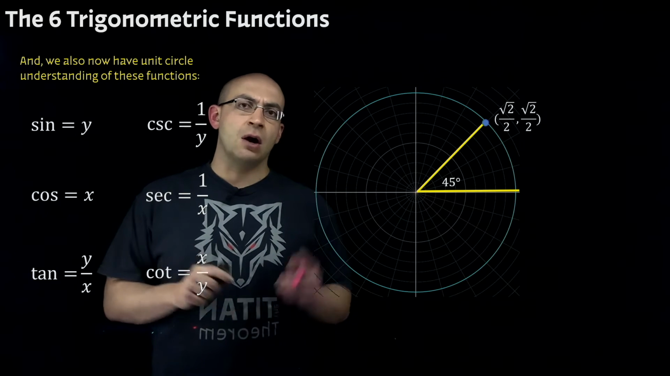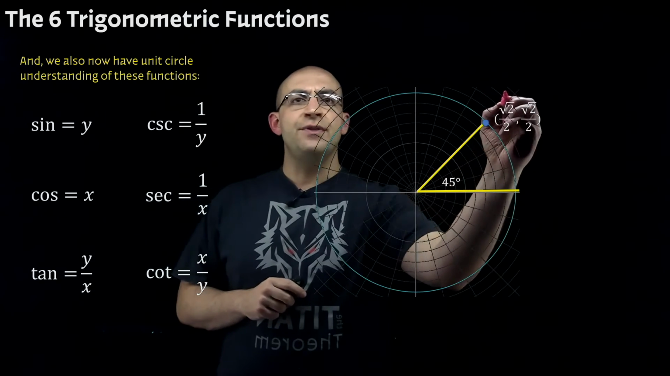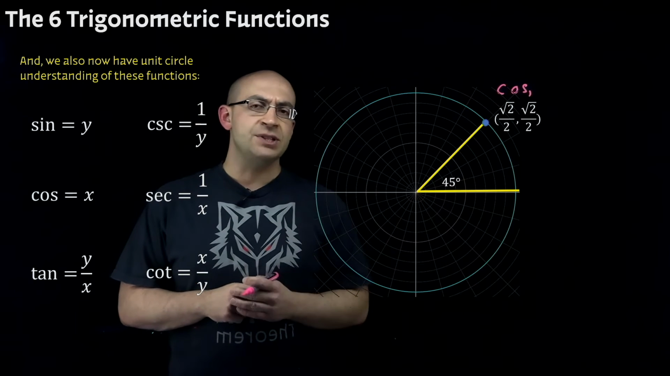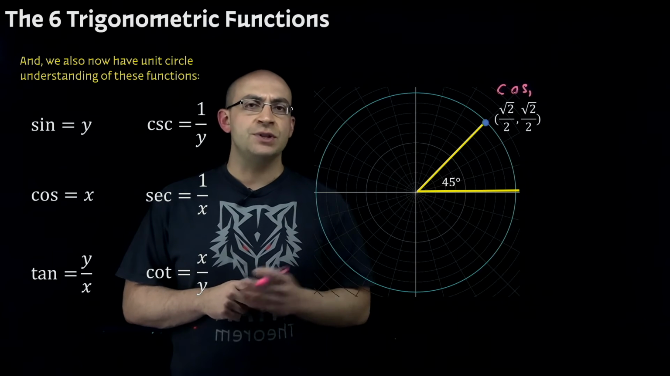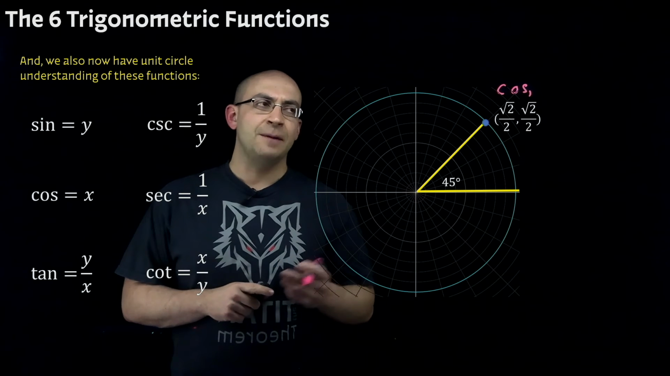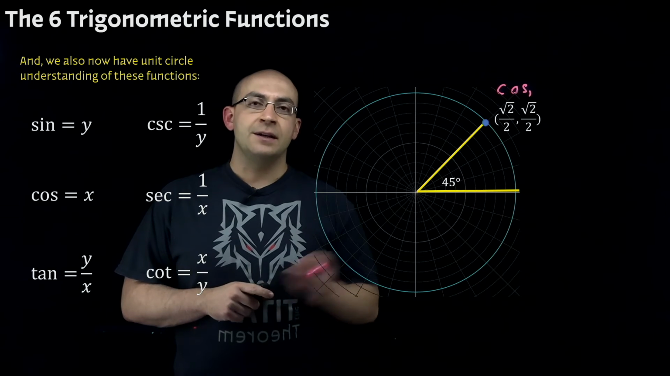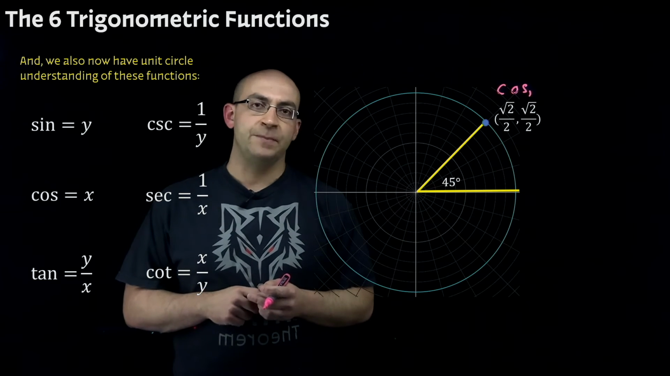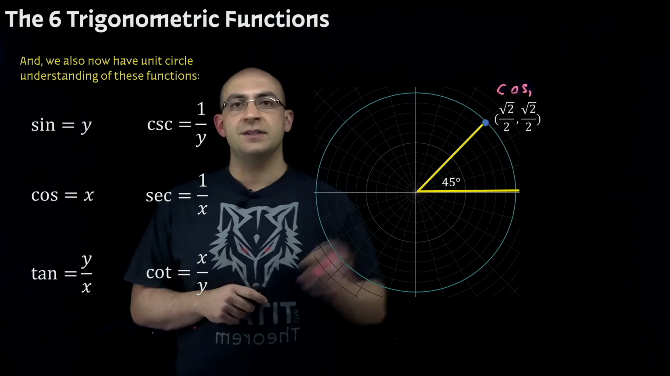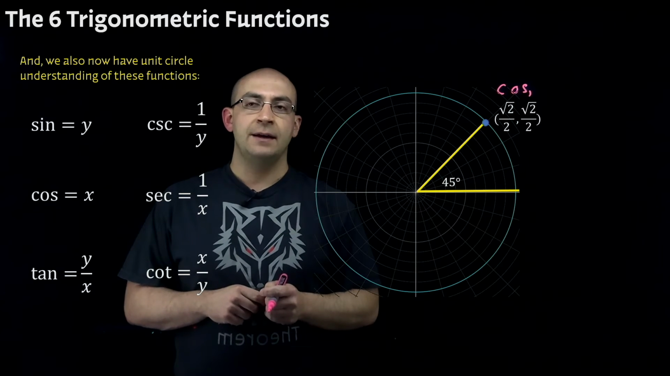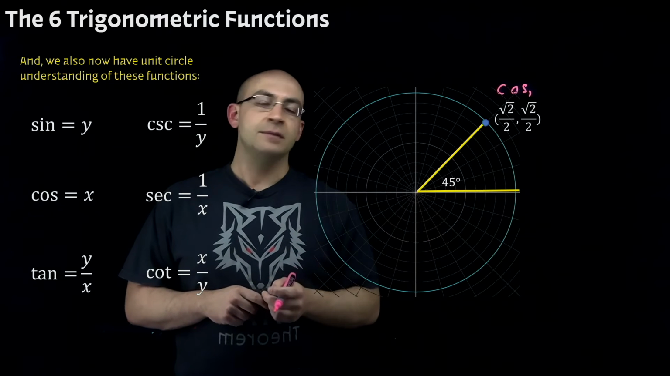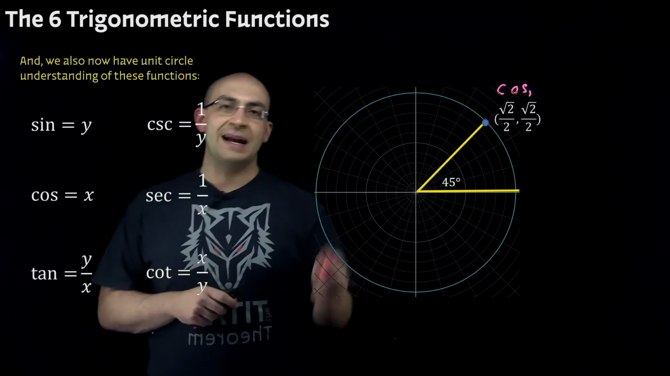Cosine values are our x values. So this root 2, or first root 2 over 2, is a cosine value. If you were to put cosine 45 in your calculator, well, that might not be fair, because you'd get a decimal and it'd be 0.7 something or other. It'd be like 0.707. Well, 0.707 is the fraction root 2 over 2.